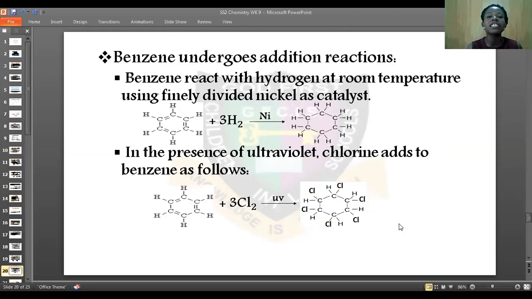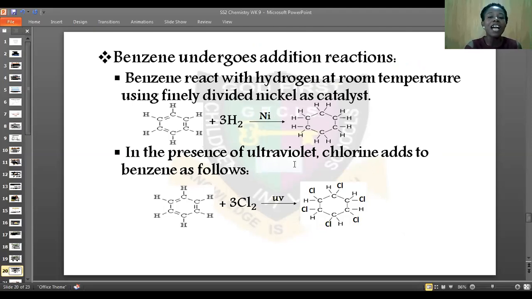Another thing is that benzene undergoes addition reaction. For example, it reacts with hydrogen gas in the presence of a nickel catalyst to give you cyclohexane. Remember, cyclohexane is saturated, so you have cyclohexane.